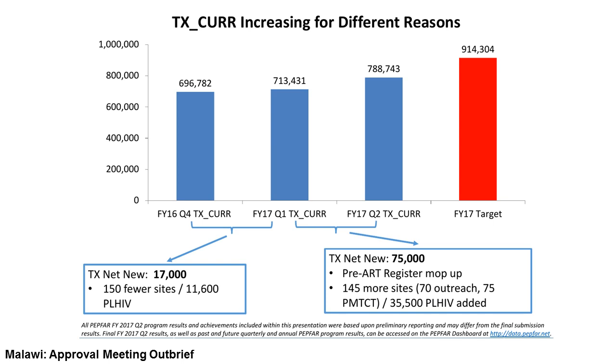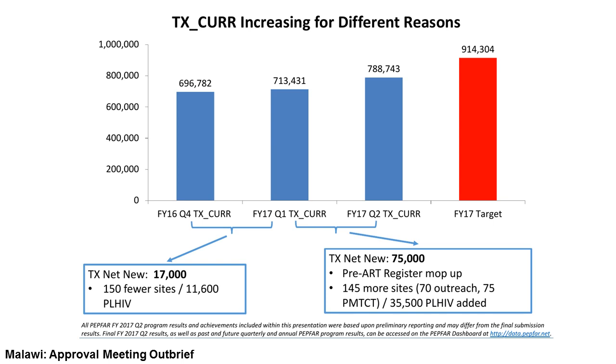This is an example from Malawi, and I think this is actually a good explanation for a slide, or an attempt to explain the progress and difficulties in making progress towards the target. So again, the blue bars are the quarterly results towards the target, and the red bar represents the target. So they're trying to get to 914,000 people on treatment by the end of the year. And they're showing that between quarter 4 of last year and quarter 1 of 2017, they only went up by about 17,000 patients on treatment.